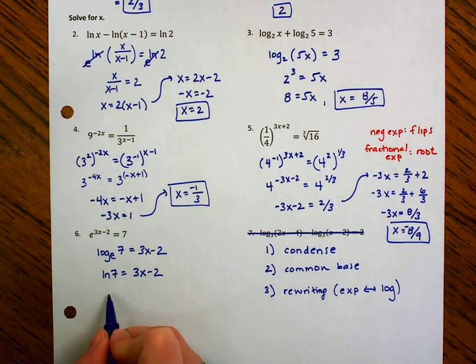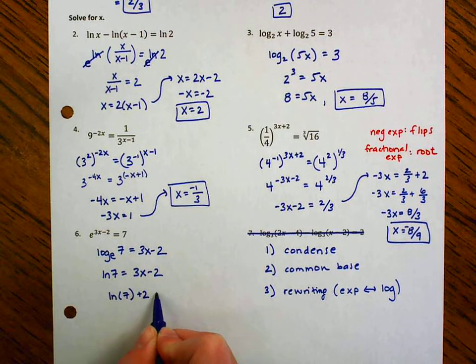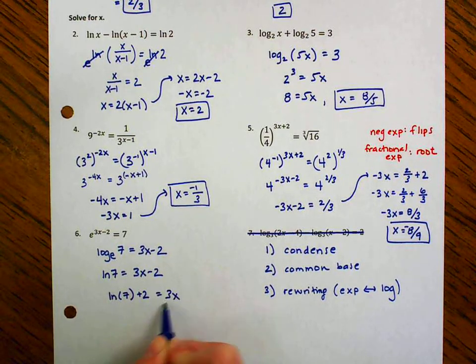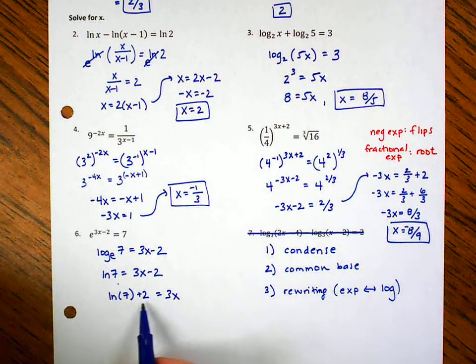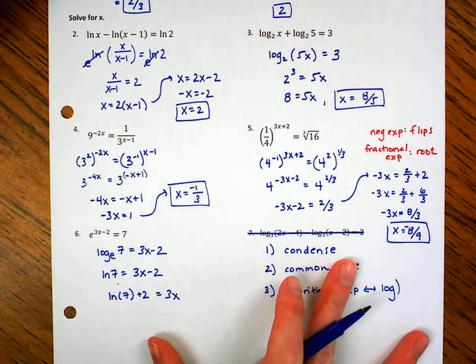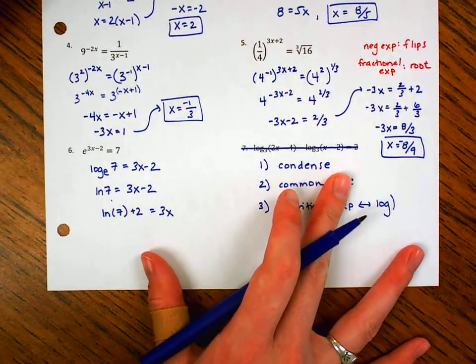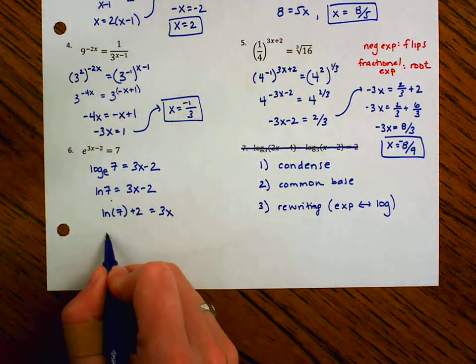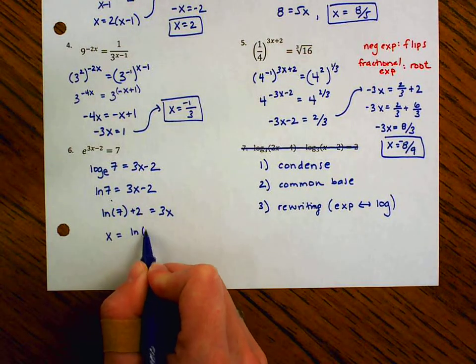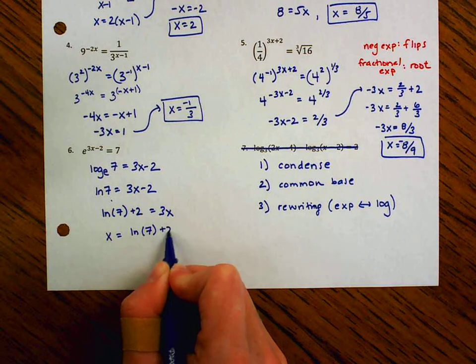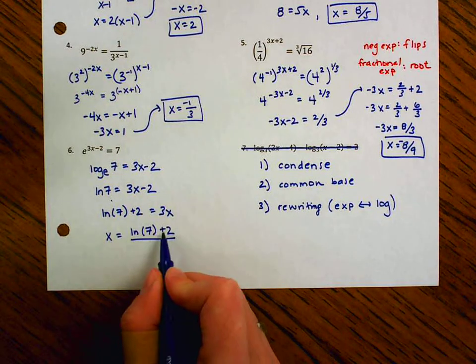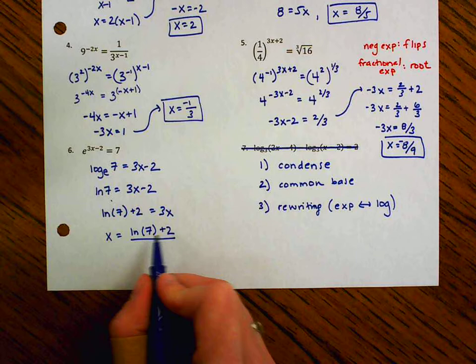Trying to get x by itself. So the first thing to do is I'm going to add 2 to both sides. Remember, when I add this 2 over, it doesn't combine with the 7. That 7 is the argument of the natural log. It's stuck in there. And then the last thing I'm going to do is divide by 3. Now, you don't have to put the parentheses around the 7, but you have to make sure that you don't add the 2. It's not ln of 9. It's ln of 7 plus 2.